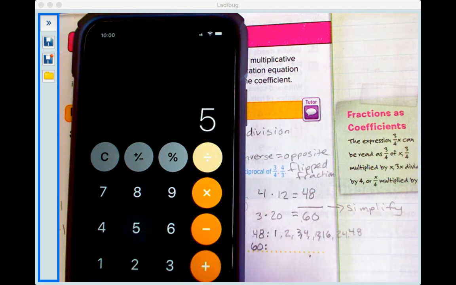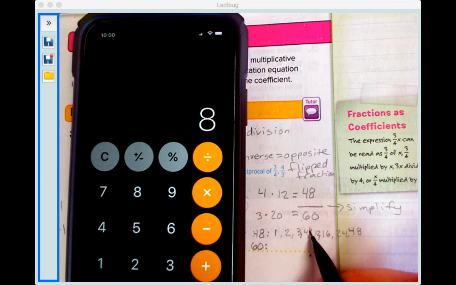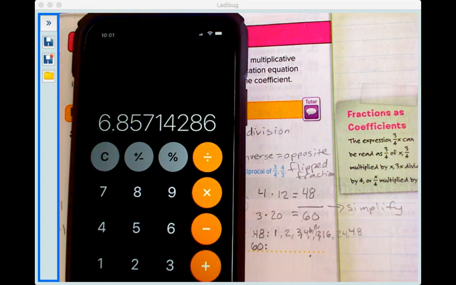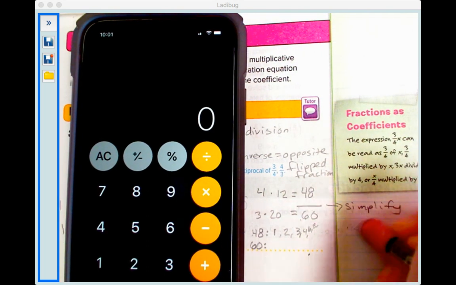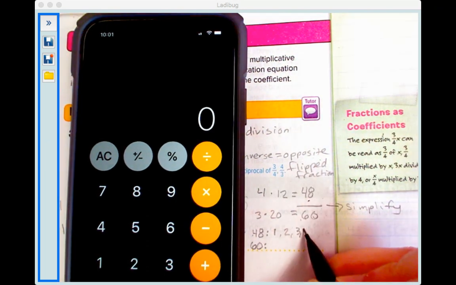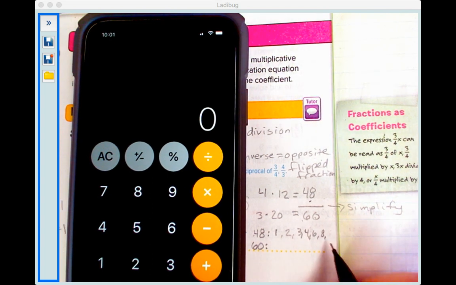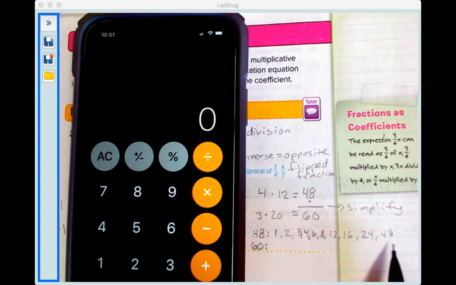48 divided by 5 can't be done. 48 divided by 6 equals 8. 48 divided by 7 can't be done. You now ran into it because 48 divided by 8. Let me clean that line up for you. 1, 2, 3, 4, 6, 8, 12, 16, 24, 48. That's how I factor 48.